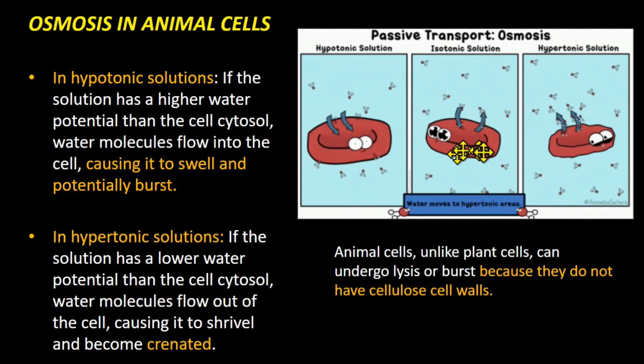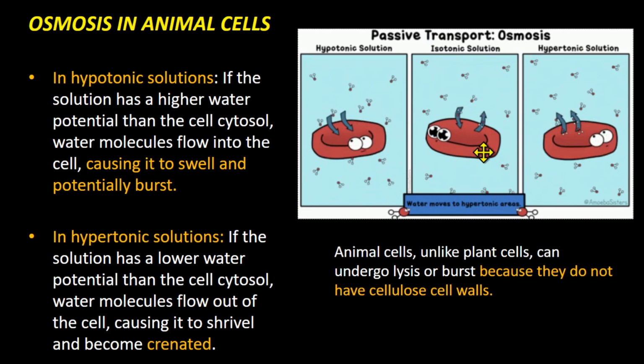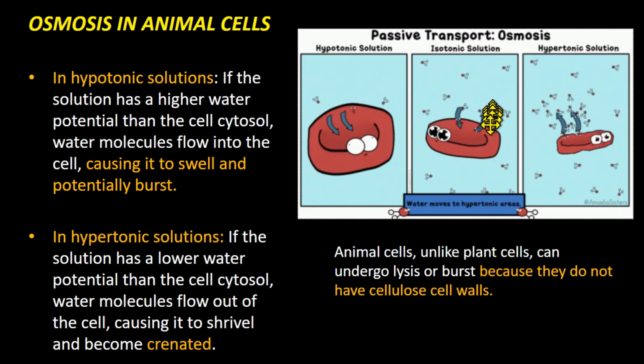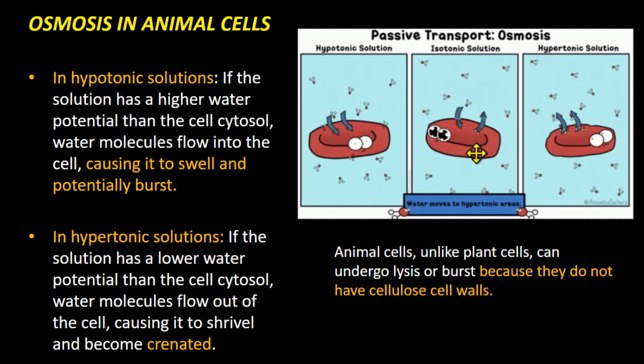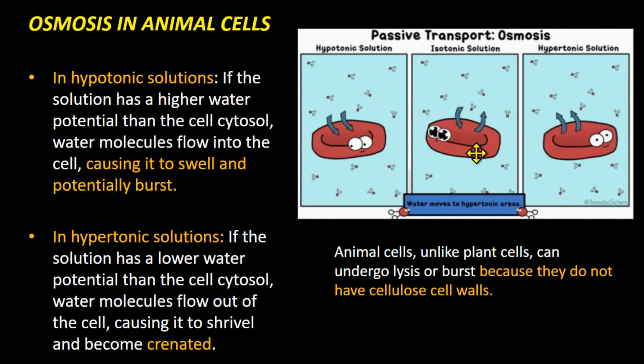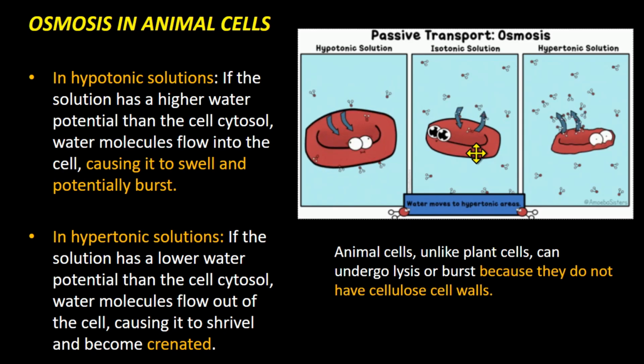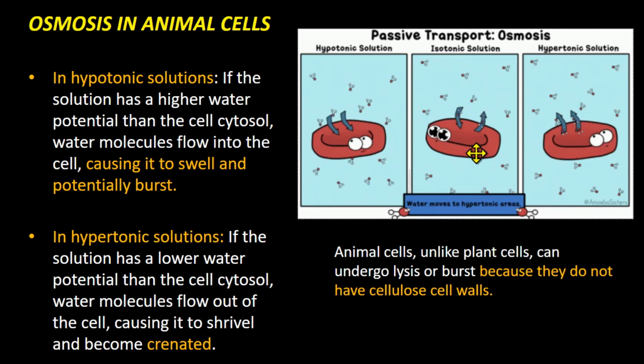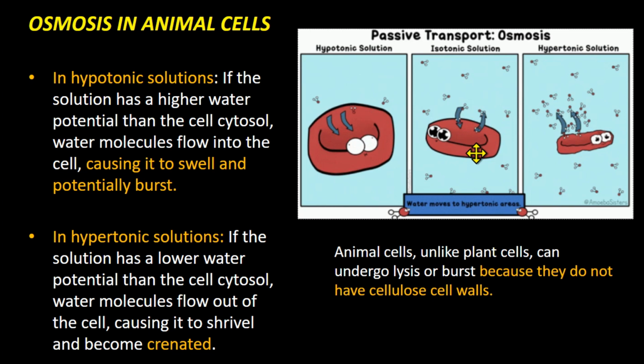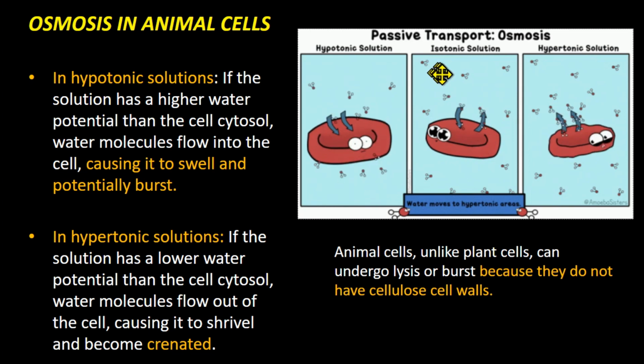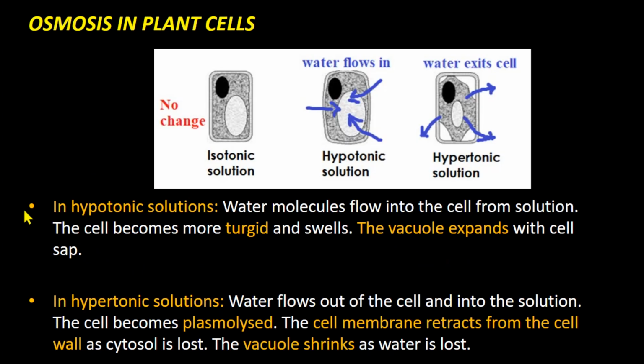So in isotonic solutions, this means that the concentration of sugar and water is the same both in and out of the cell. This one is easy. This means that there will be no net change in the mass. There's no net flow of water molecules in and out of the cell, so it remains the same. The prefix iso means same.